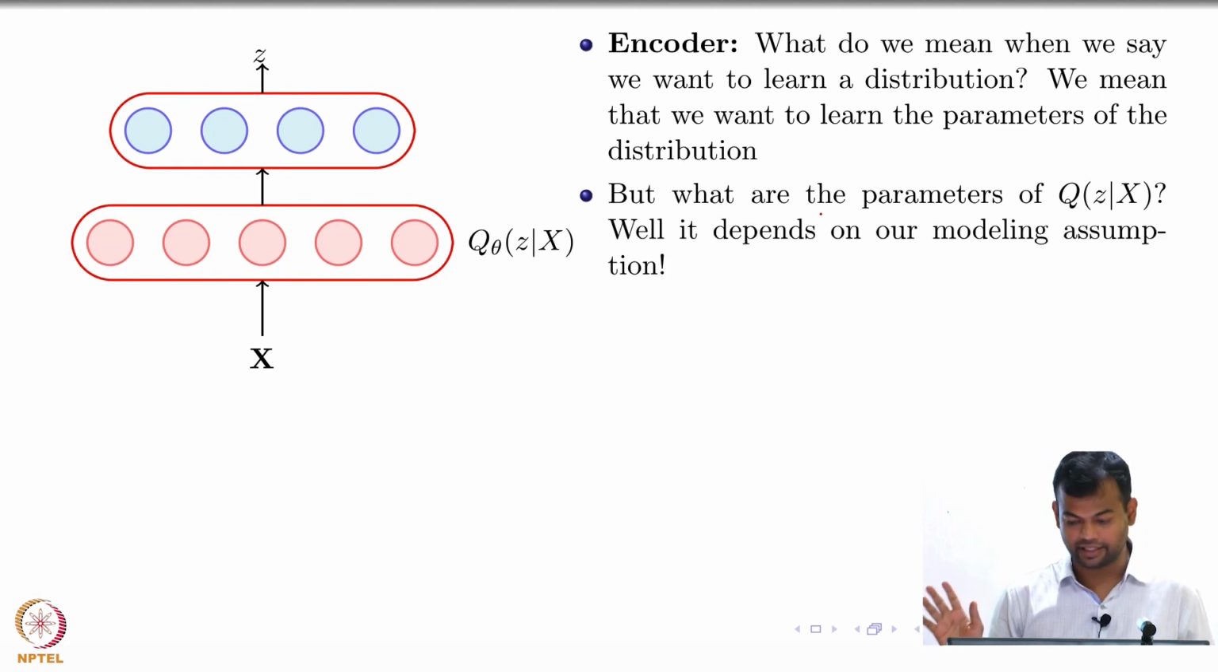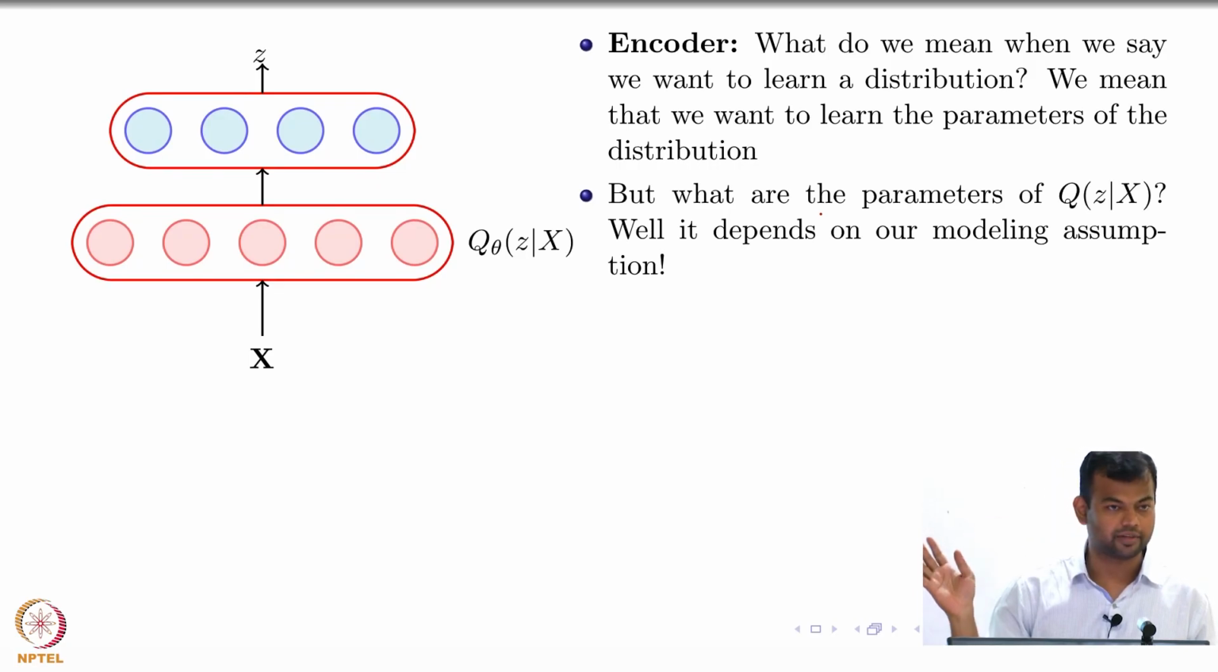So now I'm going to introduce that. It depends on our modeling assumption, right? What kind of family do we assume for P of z given x? In variational autoencoders, we are not going to deal with arbitrary families, right? So we are going to assume a certain family for the distribution and then try to learn the parameters of that distribution, okay? Do you get the difference?